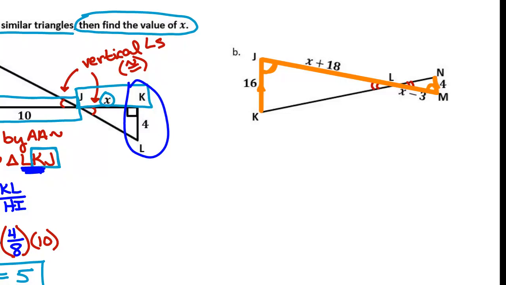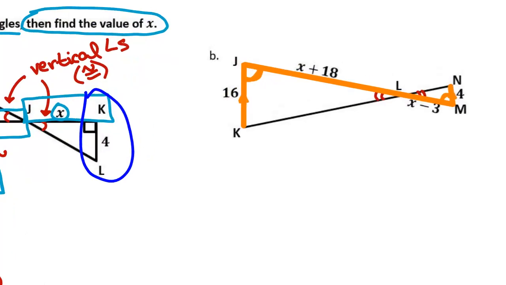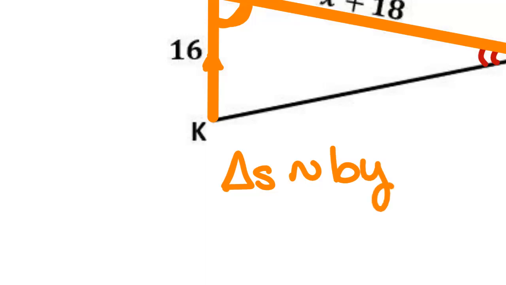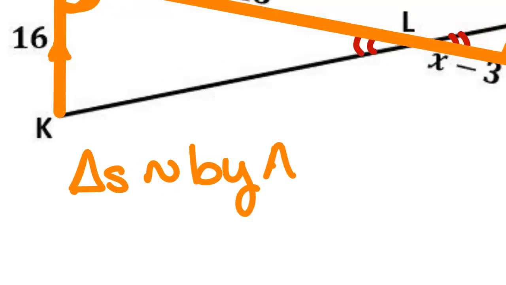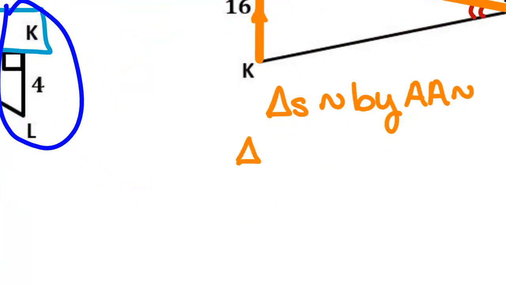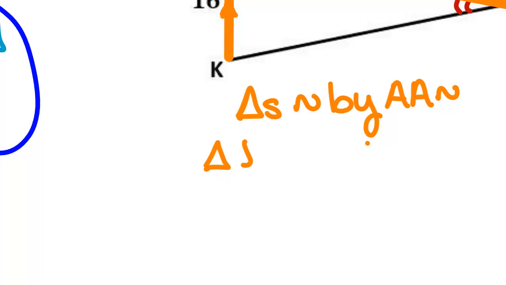Do I need to go any further to say that these two triangles are similar? What could I use to say they're similar by? Angle, angle. So the triangles are similar by angle, angle similarity. So let's name them. What do you want to call the first triangle? JKL. I'm just going with the first thing I heard. There's no wrong way to name that first triangle unless you pick out letters that aren't part of it.